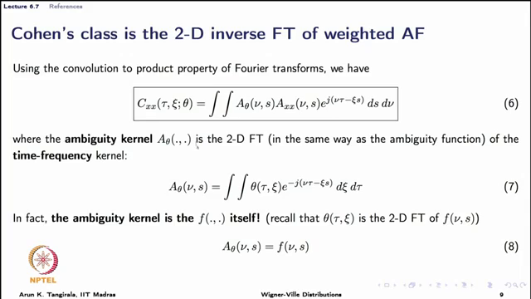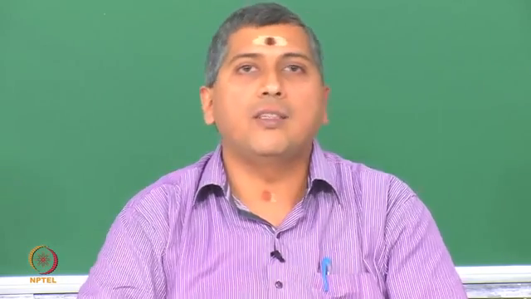So, to summarize, in this approach the Cohen's class is nothing but the two-dimensional inverse Fourier transform of the weighted ambiguity function, and now I have a better feel for what role the f plays. Earlier we called this f the weighting or the parameterization kernel. Now it justifies the terminology, it weights the ambiguity function within the vicinity of the origin.